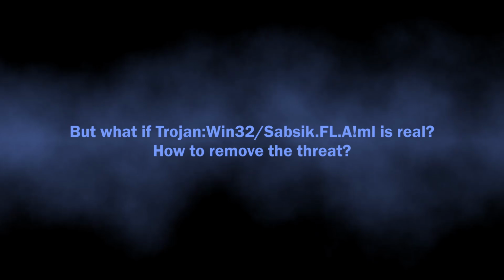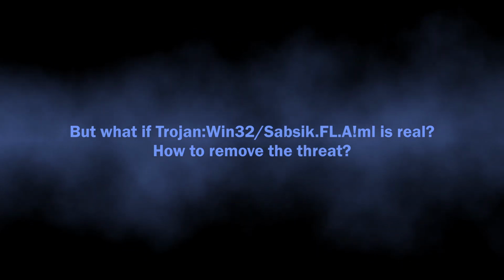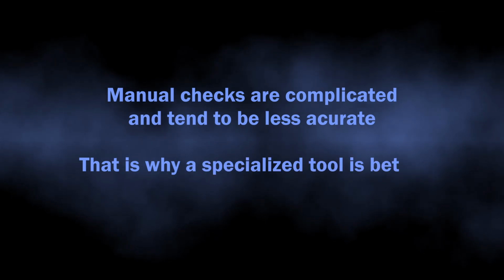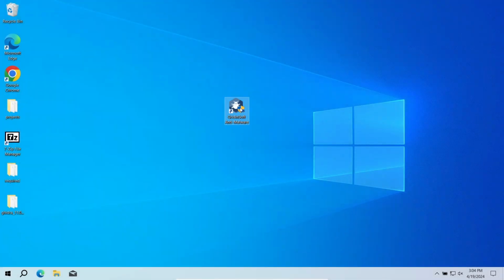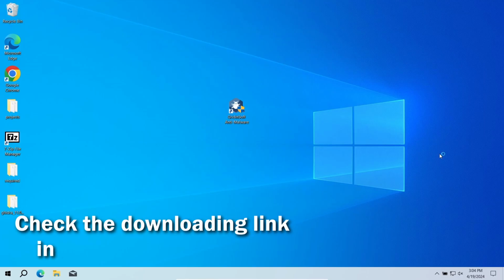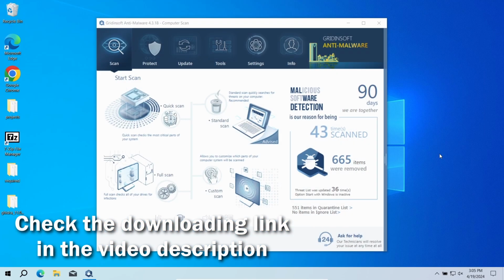But how to understand whether the Trojan Win32 Sabsik.FL.A ML is a real detection? Manual analysis may be complicated, especially since malicious programs can sometimes mix their files with legit applications. For that reason, I recommend running a second opinion scan with GridinSoft Anti-Malware. It will quickly reveal whether there is any threat to your system or not.